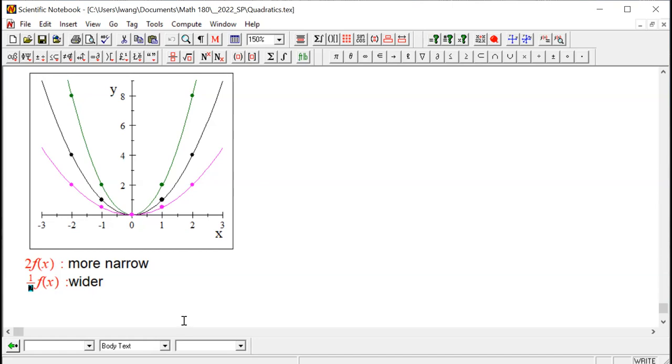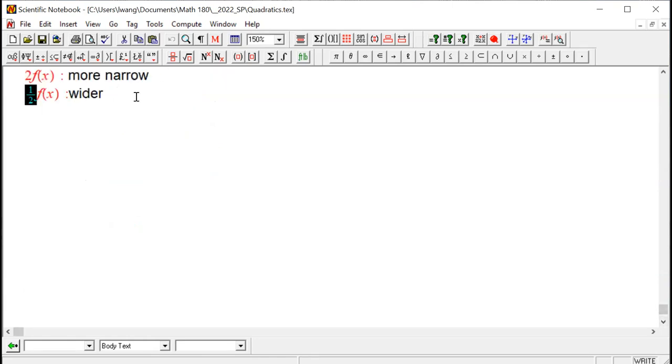And in comparison, basically the number you multiply, if it's less than 1 in absolute value, it's going to be wider, right? Then you say, why do you say absolute value? Okay, let's take an example. If I have a negative 1/2 x squared, what do you think you're going to get?